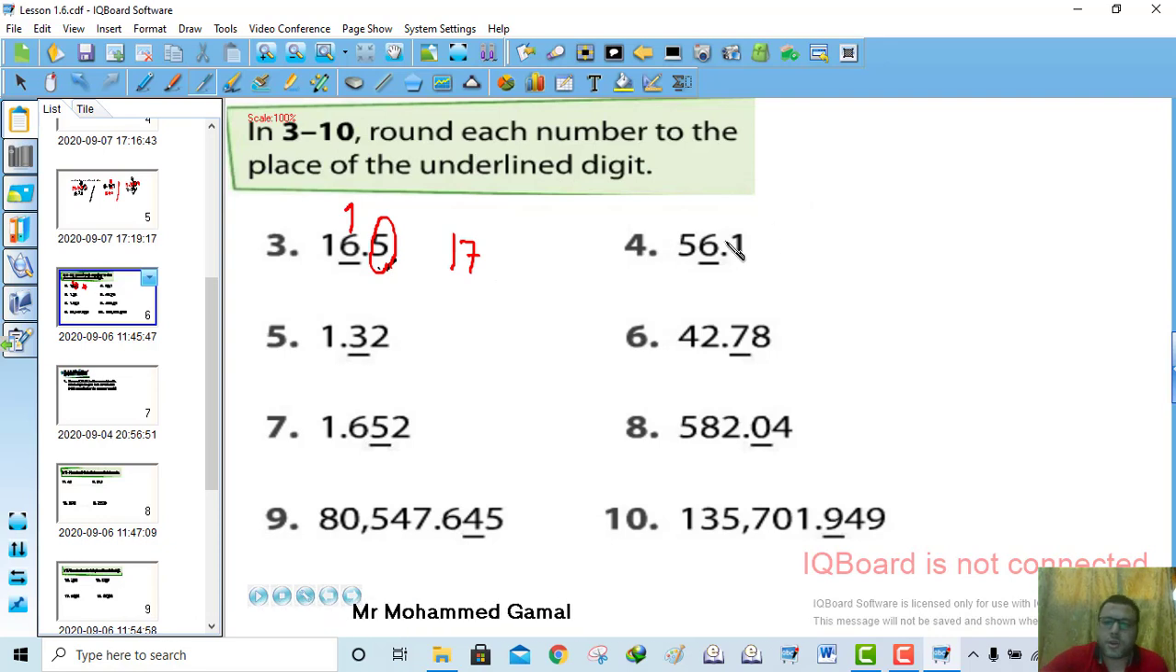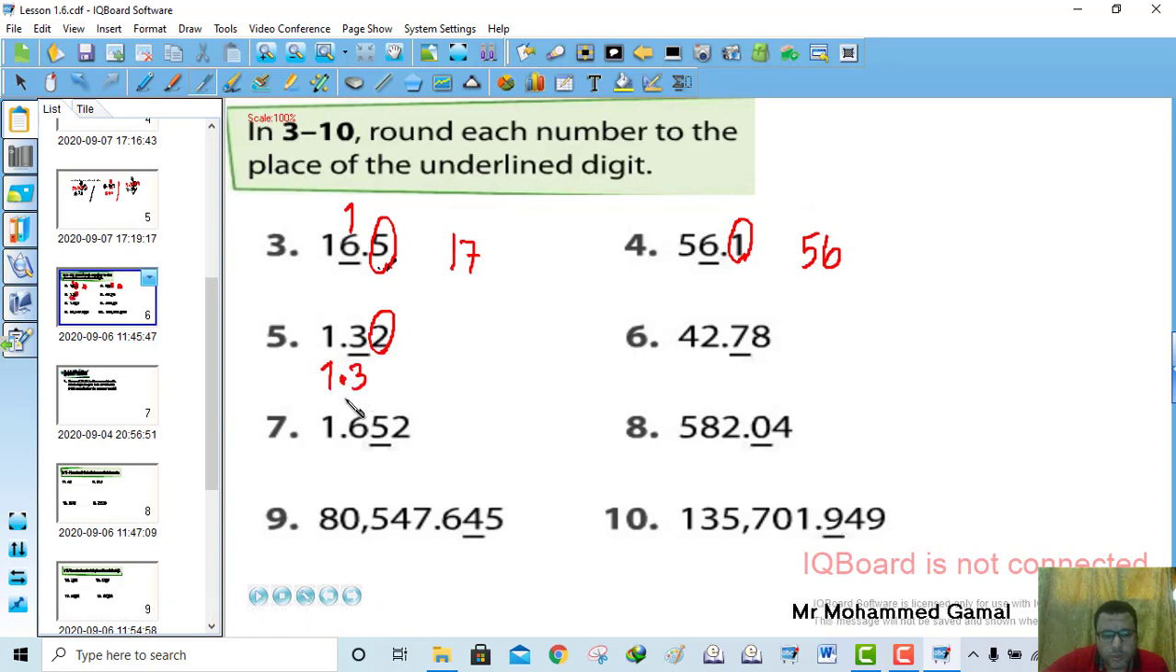Question number 4, he underlined the ones place. 1 is weak, so the answer is 56. 6 will stay 6 because 1 is weak. Here he underlined the 3, so the 2 is weak, so the 3 will stay 3 and decimal point, and here is 1, so 1 and 3/10.